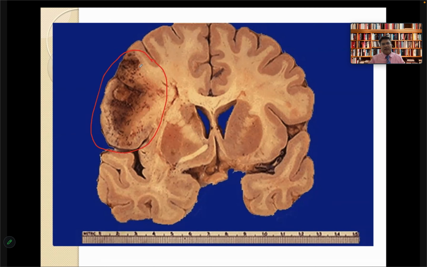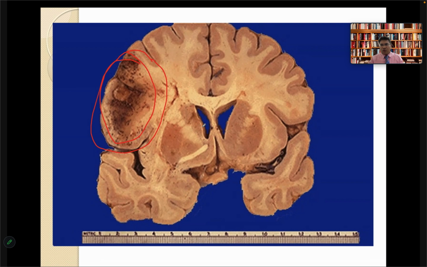So in this area, you will find there are brown dots, right? So these are nothing but the areas of petechial hemorrhages, right? These are petechial hemorrhages, and this area has become infarcted, right? So this is an area of infarct, and this area of infarct has some brownish discoloration or petechial hemorrhages. So this is called as red infarct or hemorrhagic infarct. So this patient died because of hemorrhagic infarct or red infarct.